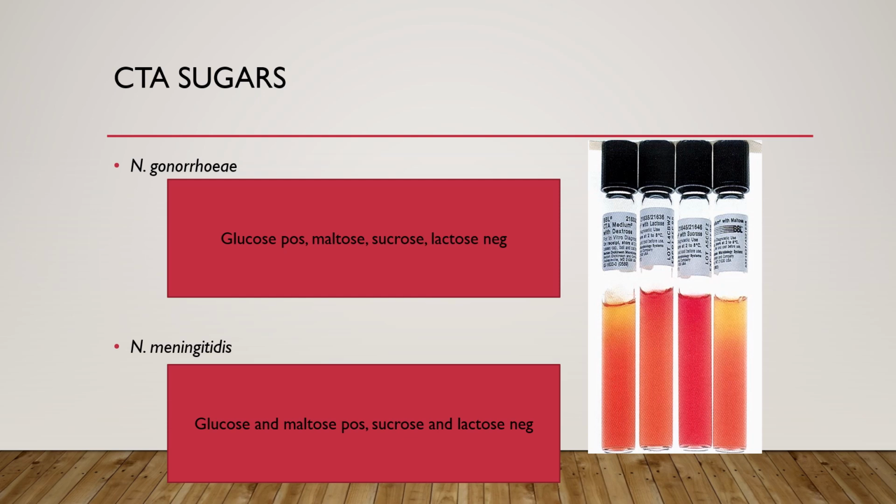You can remember that because Neisseria gonorrhea begins with a G and they are glucose positive. And glucose, by the way, is the same thing as dextrose. Dextrose is a sugar that originates outside of the body, and glucose is the same sugar, but it's inside the body. Neisseria meningitidis, on the other hand, are going to be glucose and maltose positive, sucrose and lactose negative. You can remember that Neisseria meningitidis is maltose positive because it begins with an M, maltose positive, meningitidis with an M, and they're also glucose positive.